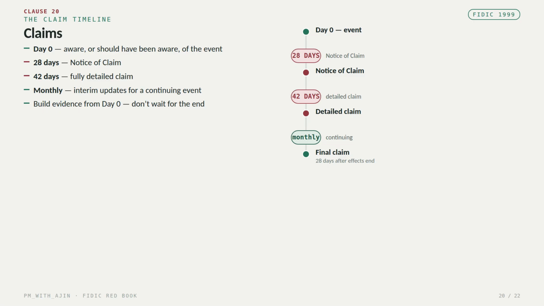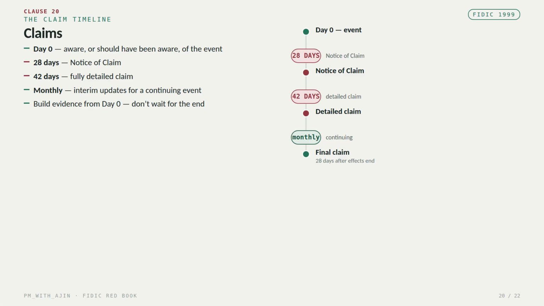The next milestone is the detailed claim. The contractor generally submits the fully detailed claim within 42 days after becoming aware of the event. If the event is continuing, the contractor submits interim updates, generally on a monthly basis. When the effects have ended, the final claim is submitted within the applicable period, commonly 28 days after the end of the effects.